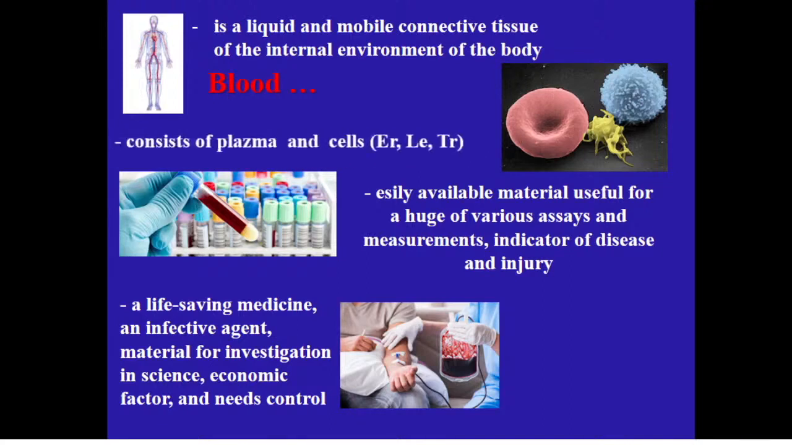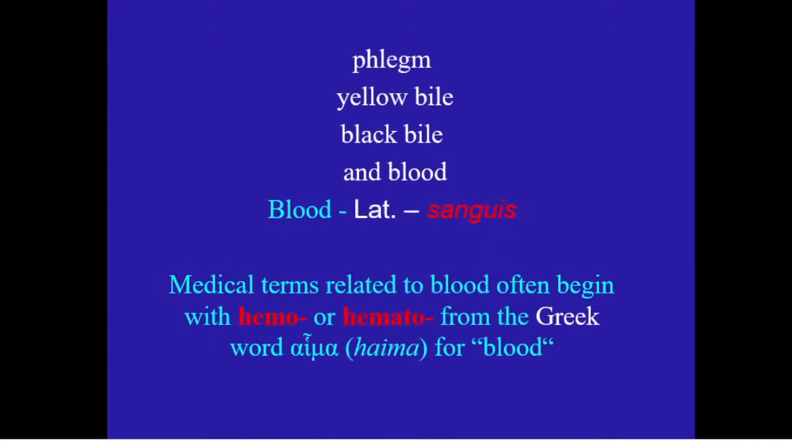As we said, it consists of plasma and cells, and mainly about plasma we will talk today. From ancient times, philosophers proposed that the main fluids of our body are phlegm, yellow bile, black bile, and blood. You know that blood in Latin is sanguis, and now you can see the roots of words that we use to name the temperaments of people.